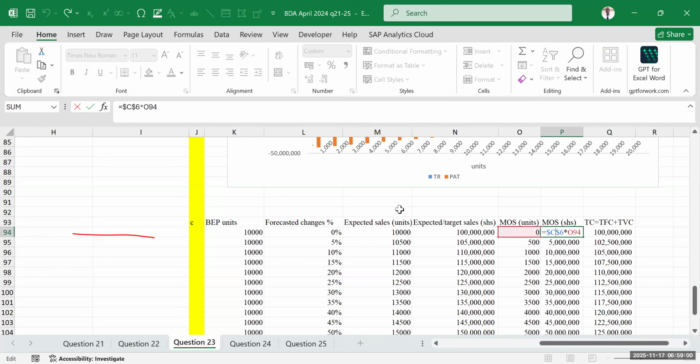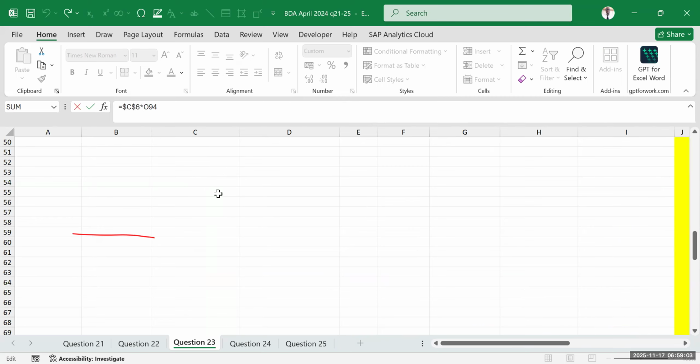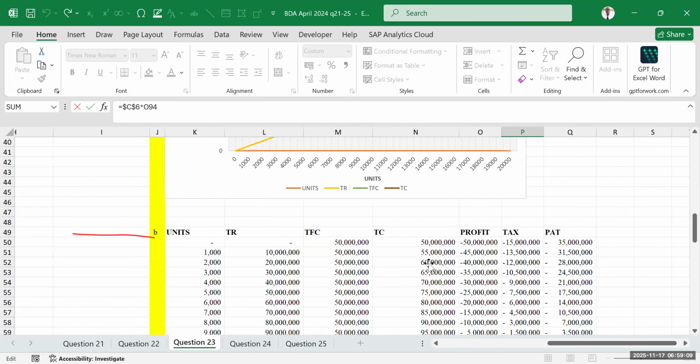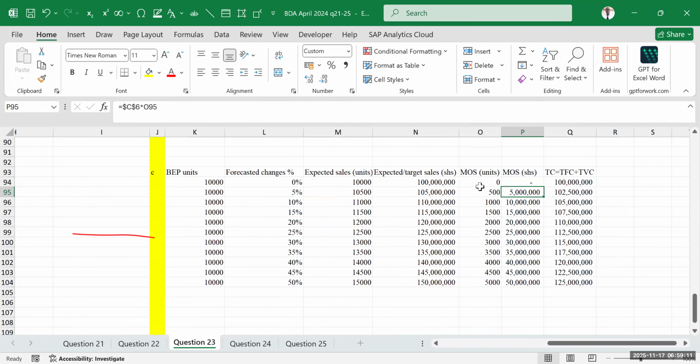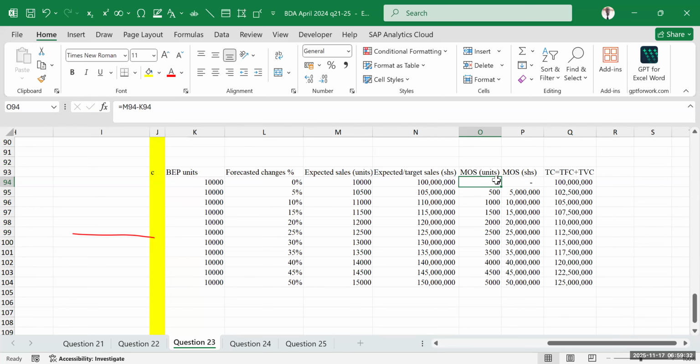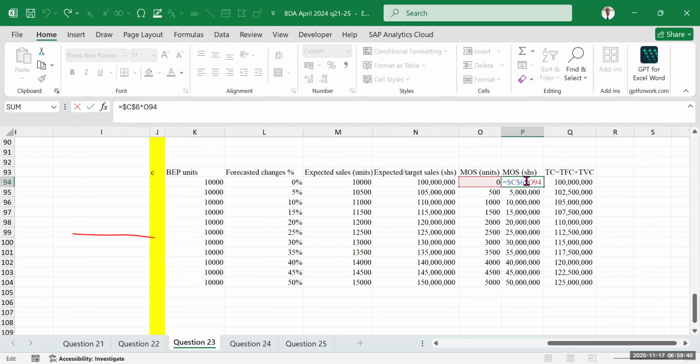See, it is just the margin of safety in units times the selling price per unit. Selling price per unit you are given up there. You multiply by this margin of safety in units, which I believe you remember how we got it. Did you remember how we got the margin of safety in units? Yes. So if you already have your margin of safety in units, just multiply that by the selling price per unit. We need it in shillings. Yeah, you just multiply by the selling price per unit.